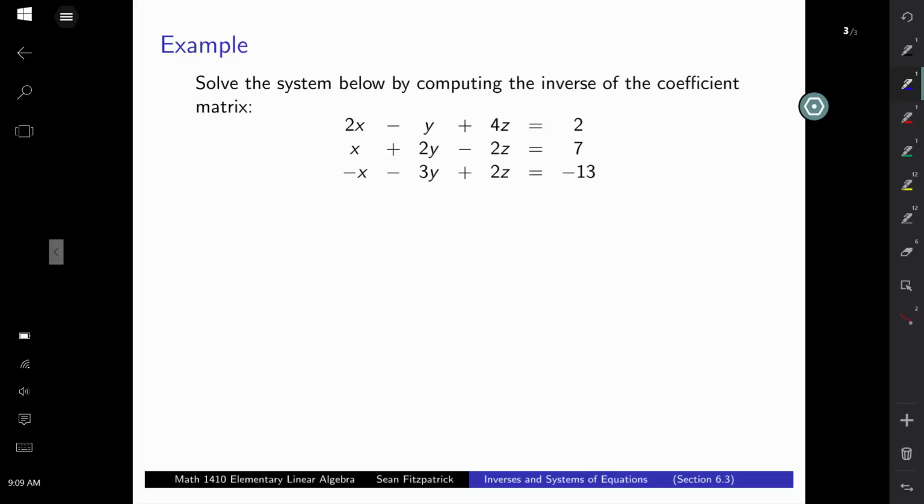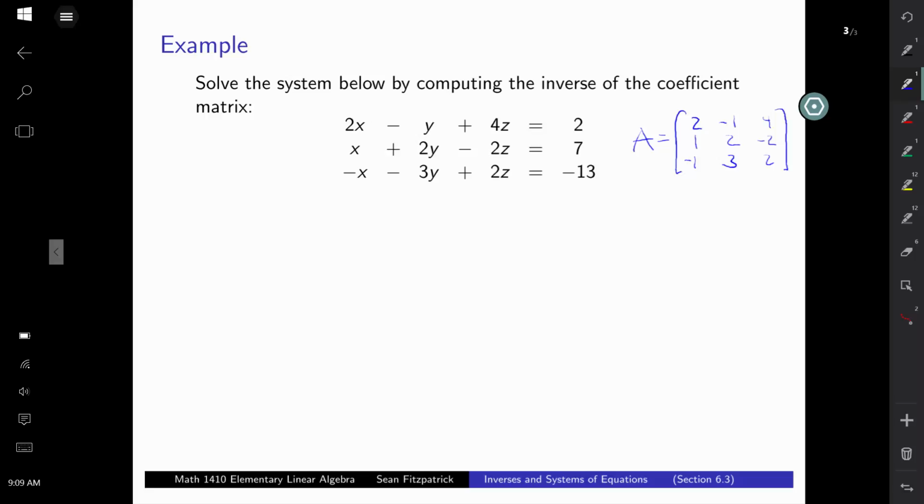One other area where this method fails is that it's only going to work when we have the same number of variables as we have equations, right? Because we need the coefficient matrix to be square. So what is our coefficient matrix in this case? Well, we read off the x coefficients: 2, 1, minus 1. The y coefficients are minus 1, 2, 3. The z coefficients are 4, minus 2, 2, right? And we see if we can find the inverse.